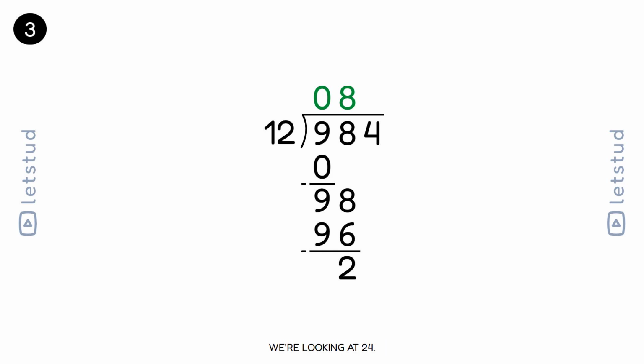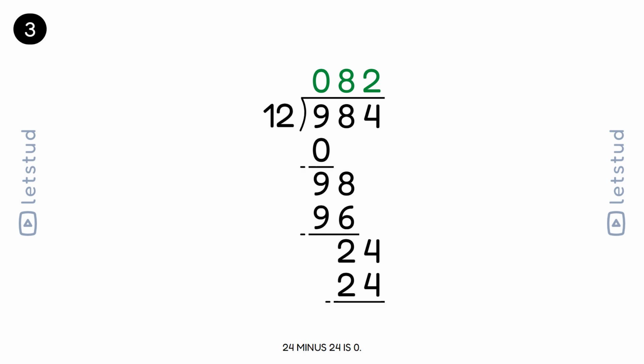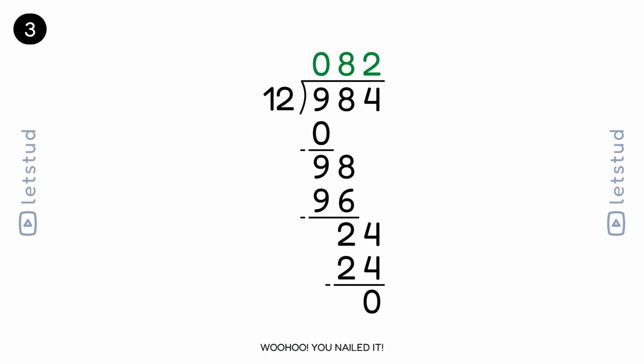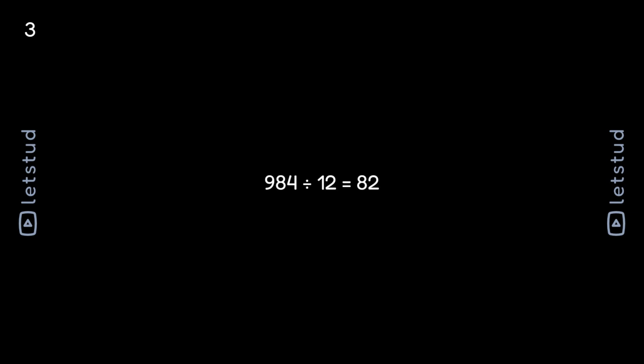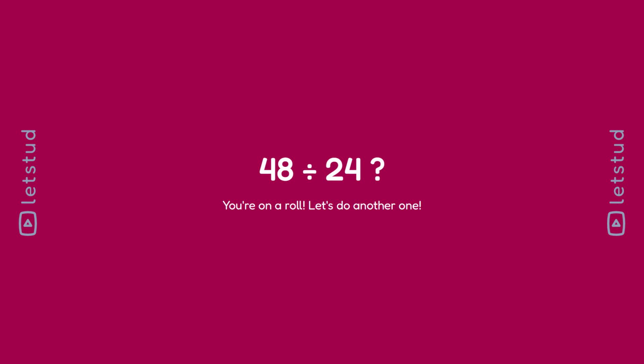We're looking at 24. Bring down the 4 to make 24. How many times does 12 fit into 24? It fits 2 times. 2 times 12 is 24. 24 minus 24 is 0. Woohoo, you nailed it. And we're done with no remainder. You've got this. We divided 984 by 12. You're on a roll. Let's do another one.